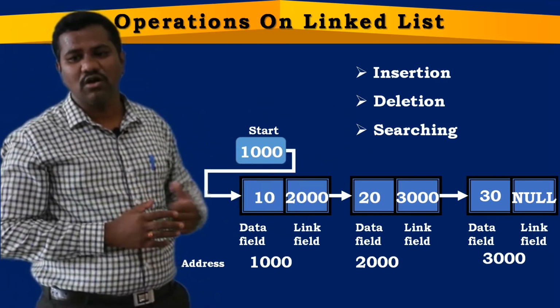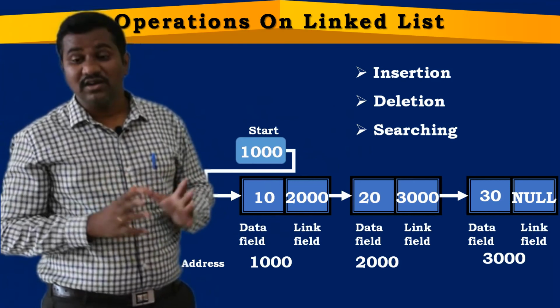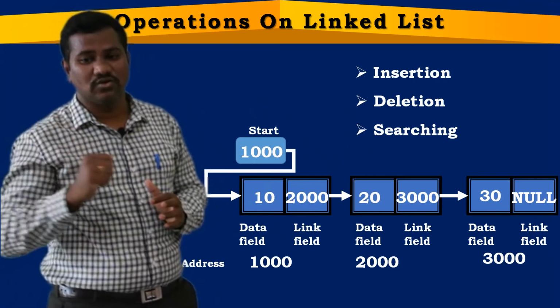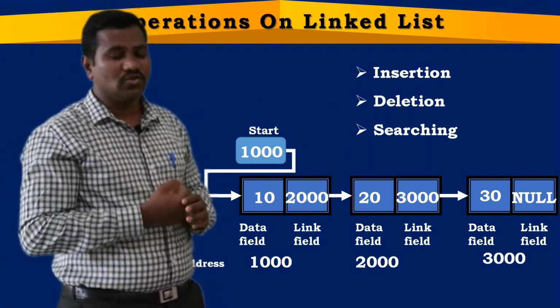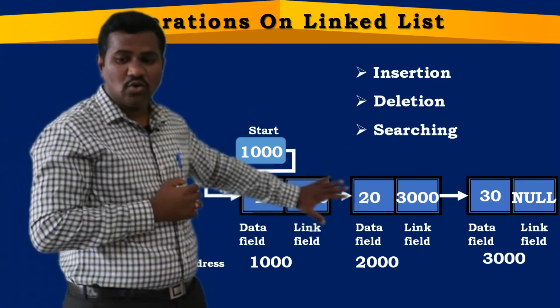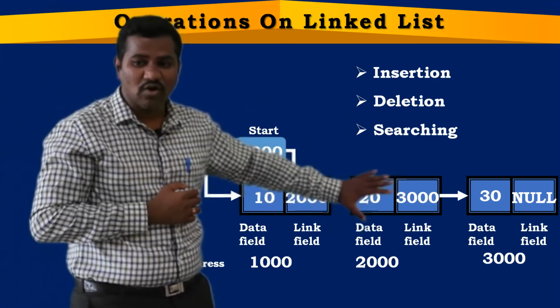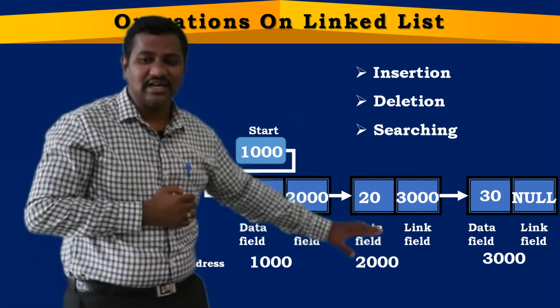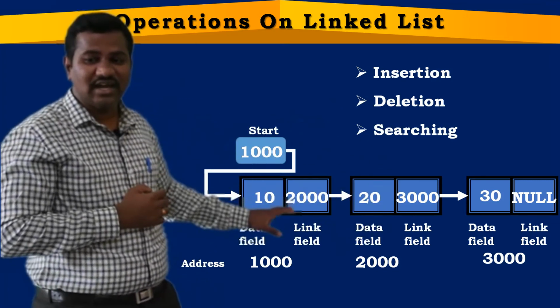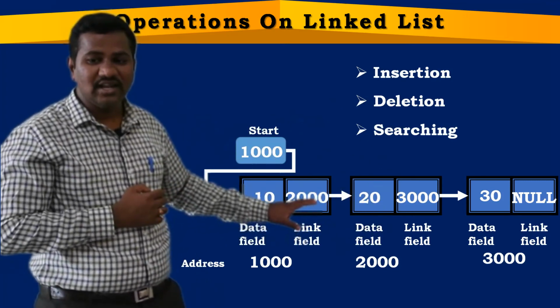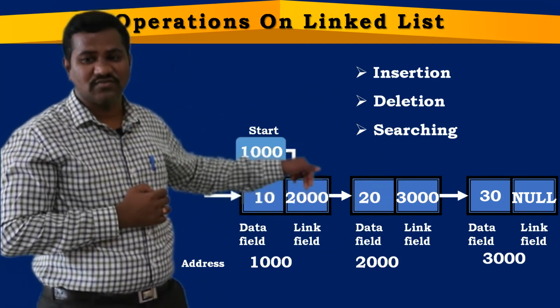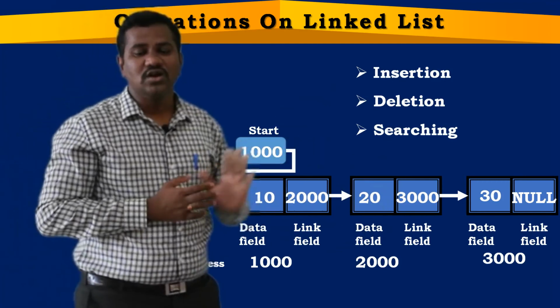Coming to the deletion operation, among these 3 nodes, if you want to delete any one node, suppose I would like to delete the node 20, I can delete it. But before deleting, this 20 node contains the address of the third node. So I need to store the link part of 20 in some pointer, and then I can delete it. After deleting it, the link part of 10 should be assigned that pointer value, that is the 3000 value, so that there will be a link from 10 to 30.